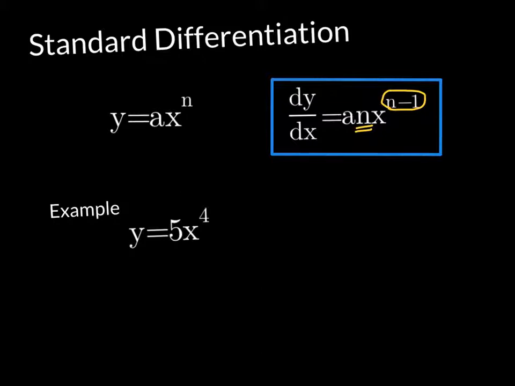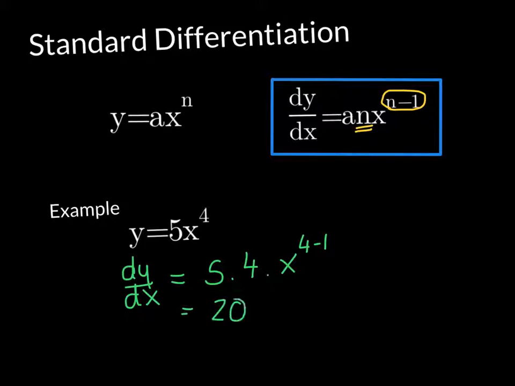Okay, so let's look at an example. Here we have y is equal to 5 multiplied by x to the 4. So our differential of that, dy with respect to x, so dy by dx, is equal to 5 multiplied by the original power 4 multiplied by x to the power of 4 minus 1. So if we multiply the 5 and the 4, we have 20, and then we have x to the power of 3. Okay, so that's fairly straightforward.